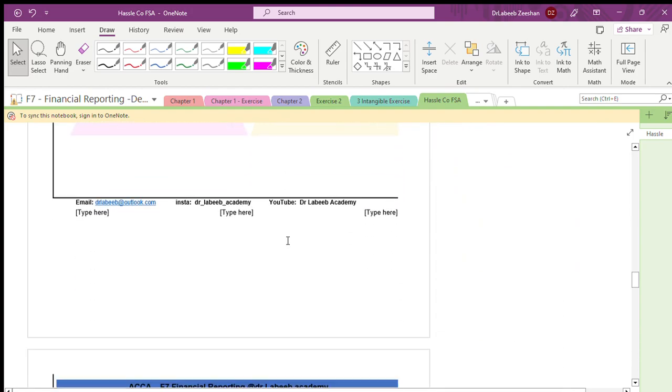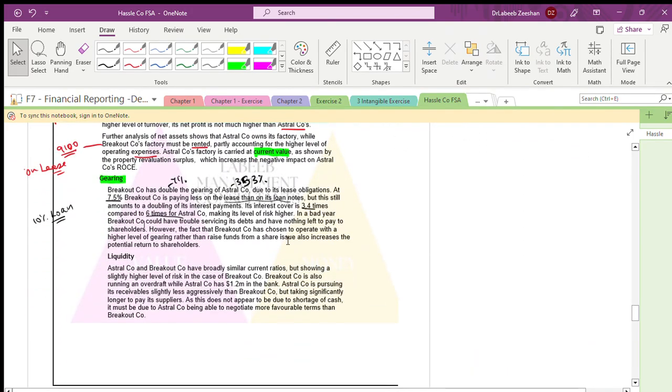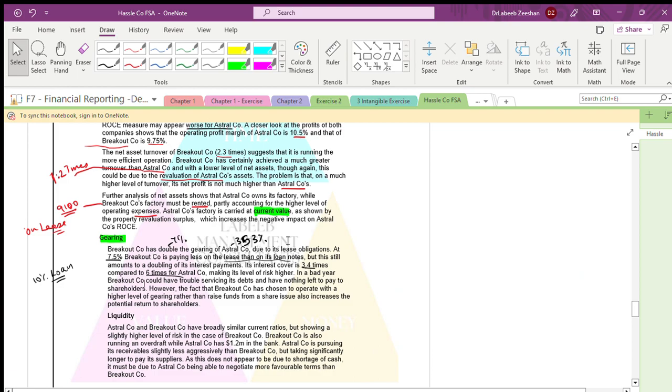These are all the things. The moment we investigate and go in detail, these things will be higher. In a bad year, Breakout could have trouble servicing its debts and have nothing to pay to the shareholders. Definitely, if things are good, fine. But if things are not, what do they have to pay? A higher amount: they have to pay the loan as well as the interest payments on the lease.